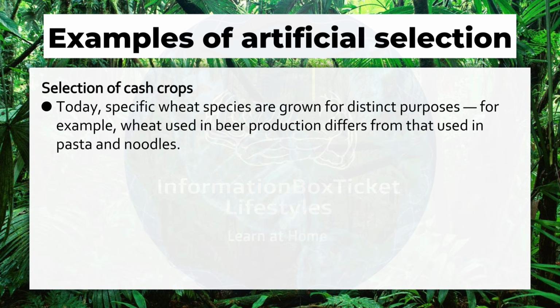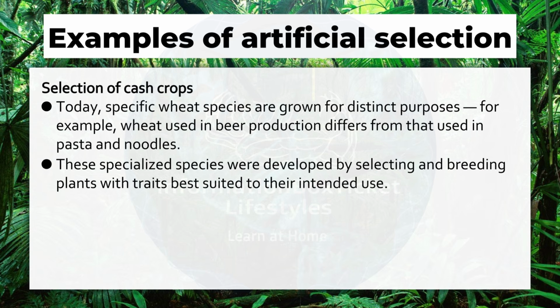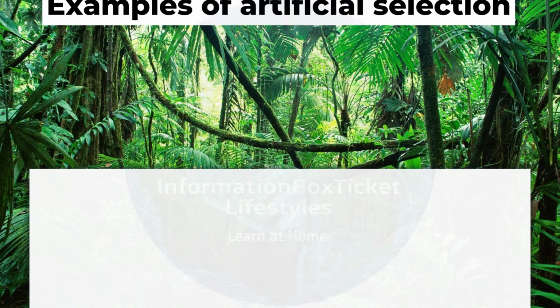Today, specific wheat species are grown for distinct purposes. For example, wheat used in beer production differs from that used in pasta and noodles. These specialized species were developed by selecting and breeding plants with traits best suited to their intended use.